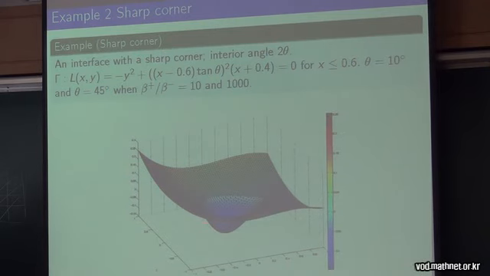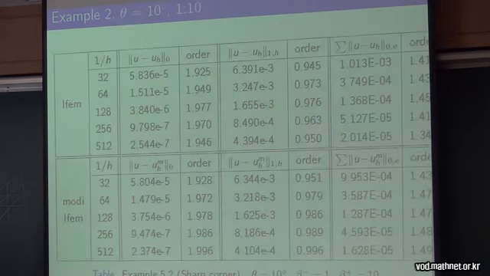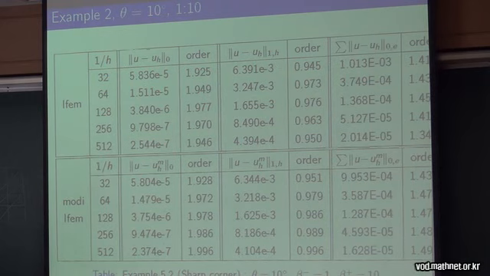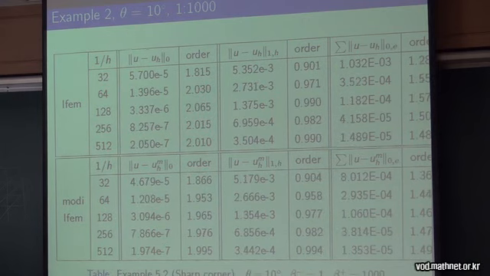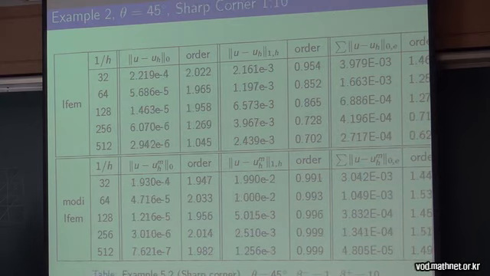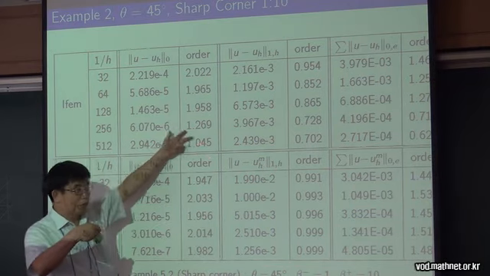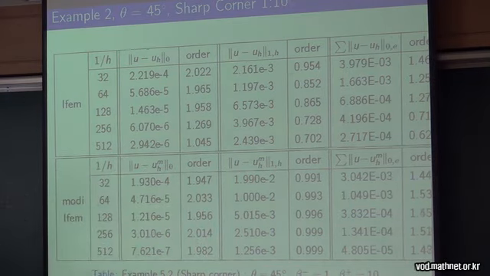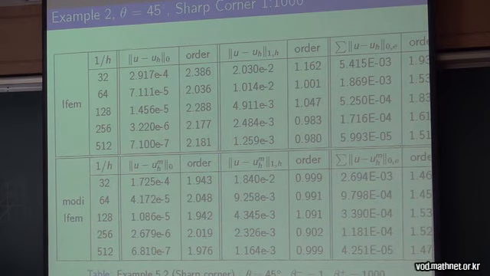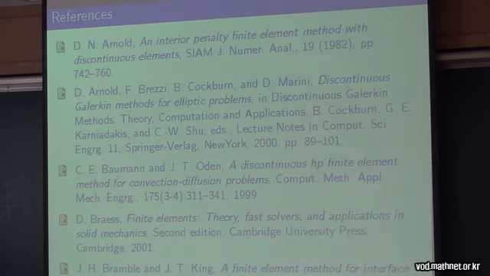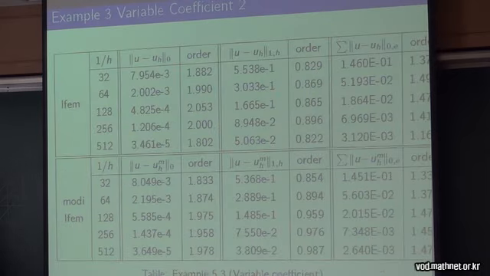Here there is a sharp corner inside. For this problem, IFM seems to be almost okay, but ours is slightly better. And finally, with a different kind of corner with a different angle, again the original IFM goes down to 1 while we stay at 2. So I hope my modified one is useful. Thank you.